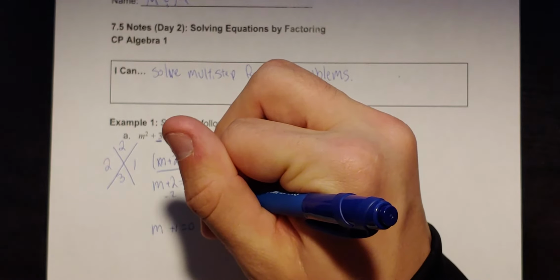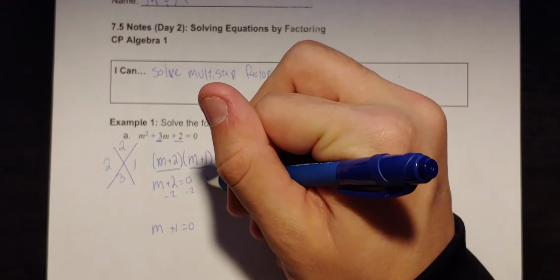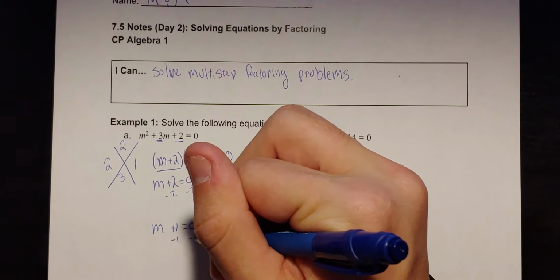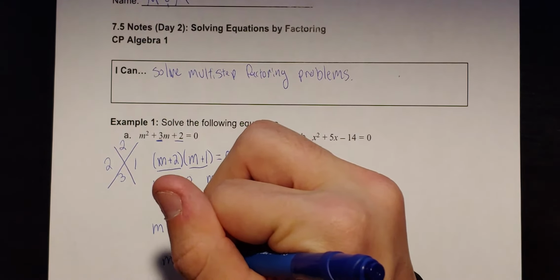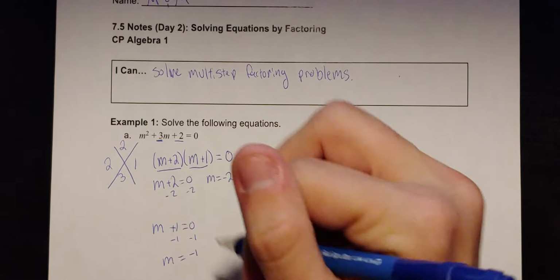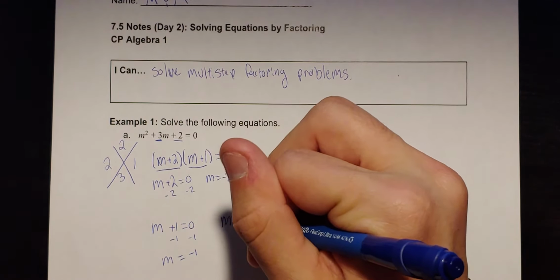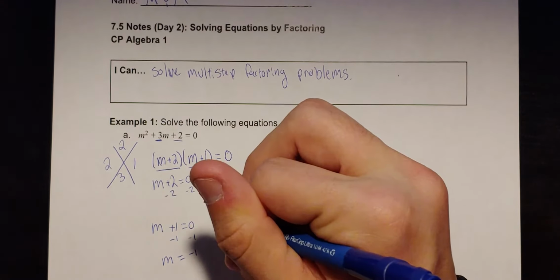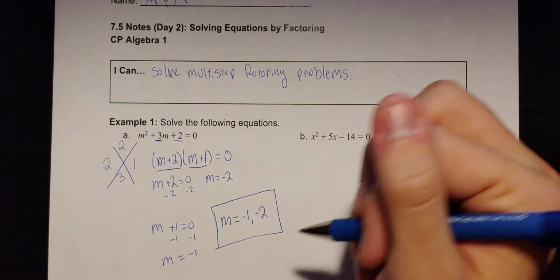So then I will subtract 2 from that. Alright, so then m equals negative 2. Subtract 1 from both sides on the bottom equation, and I get m equals negative 1. So I get my two solutions of m equals negative 1 and m equals negative 2.